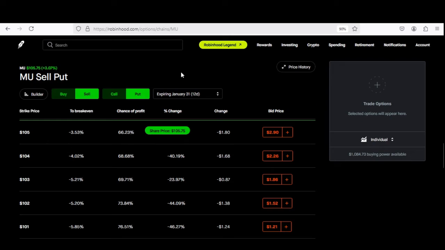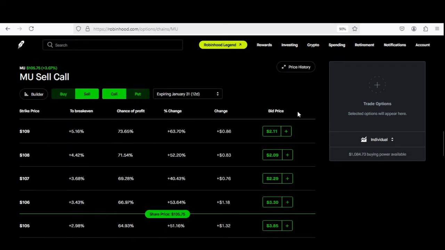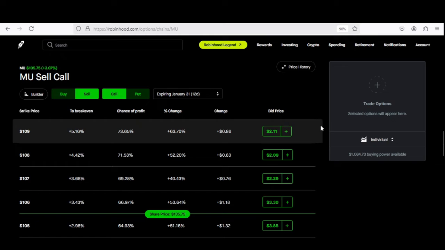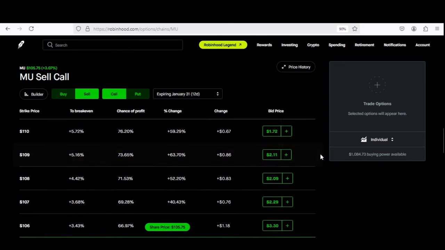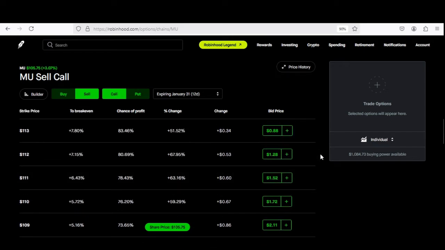Now let's go ahead and choose the other option strategy. We're going to go with sell and we're going to go with call. This is a different option strategy, the well-known covered call option strategy, as you will see in just a bit. But firstly, let's choose our strike price. Once again, we're going to be choosing the strike price using the chance of profitability.